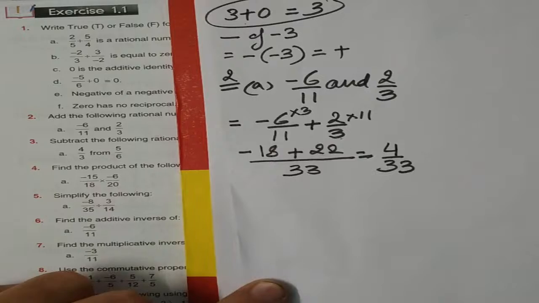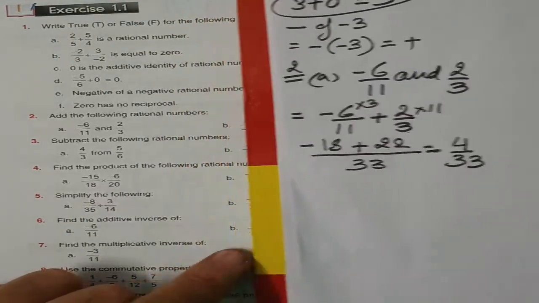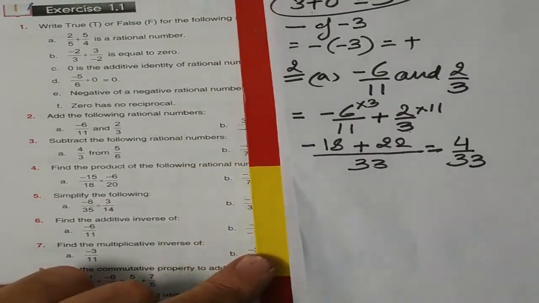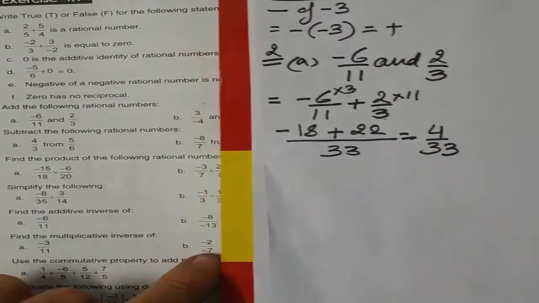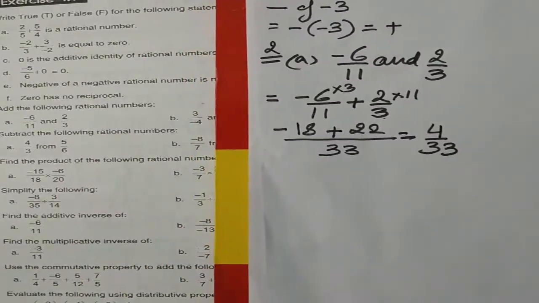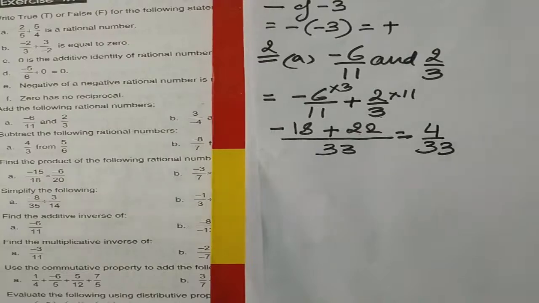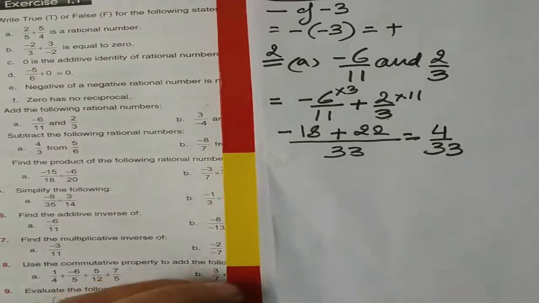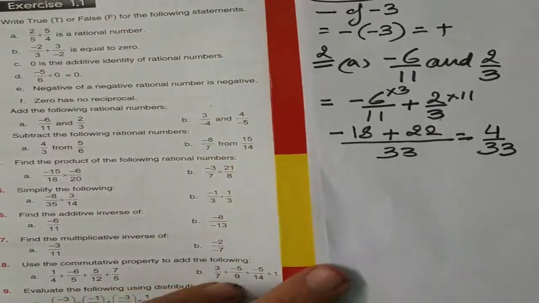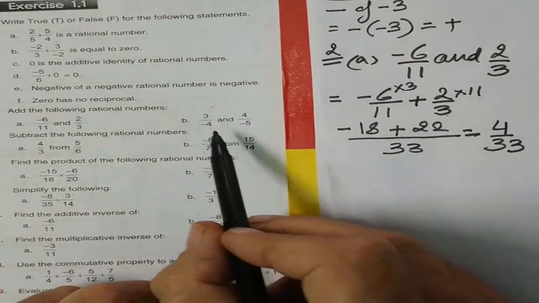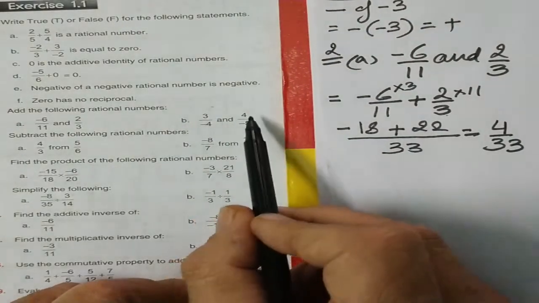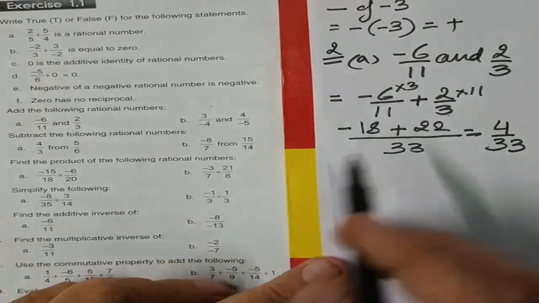So I will keep this class live. You can watch it when you are comfortable and revise. And whenever you watch, you can type what is your query and what you felt about it, whether you have understood or not. In the same way, in this question, it is written 3 upon minus 4 and 4 upon minus 5. What is the LCM?